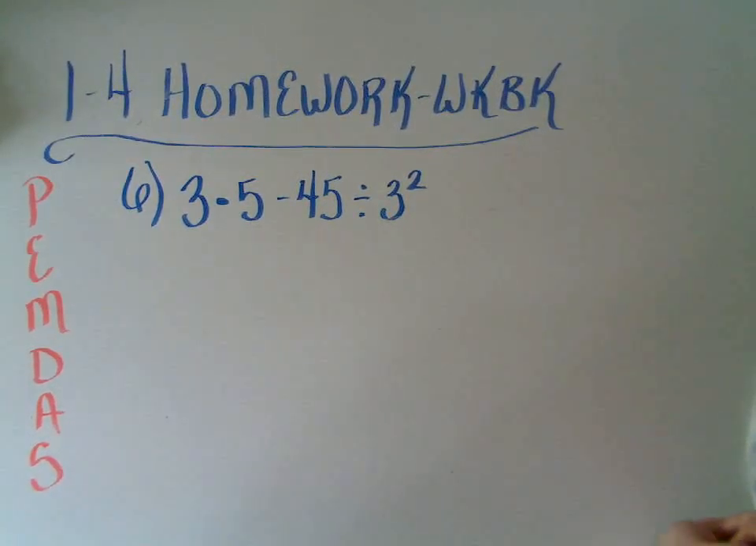Okay, this is the homework helper for the workbook for Chapter 1, Section 4, which is about order of operations. As you can see, the entire top section, questions 1 through 24, have the same directions: simplify the expression. So let's start off with number 6 here: 3 times 5 minus 45 divided by 3 squared.